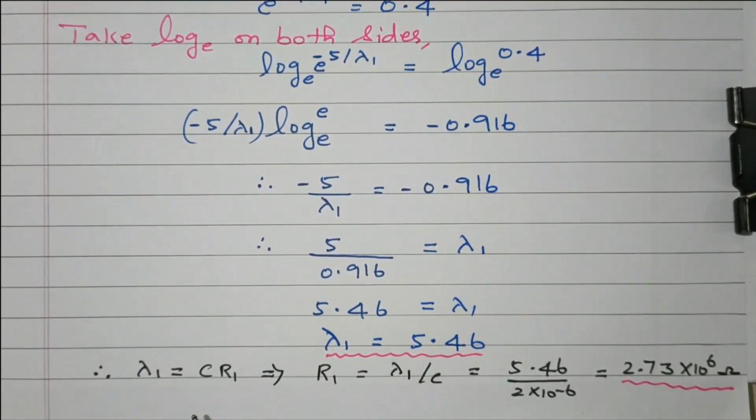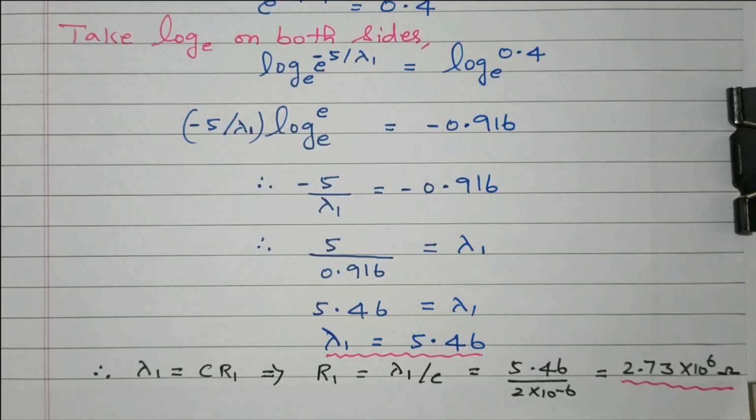So from that we can find the R value. This lambda 1 is nothing but C into R1, so R1 equals lambda 1 by C. Lambda 1 we calculated as 5.46, divided by the C value, which is 2 microfarad, 2 into 10 to the power minus 6. So that is 2.73 into 10 to the power 6 ohm, that is 2.73 mega ohm. So now we calculated the R value for the time given, 5 seconds.